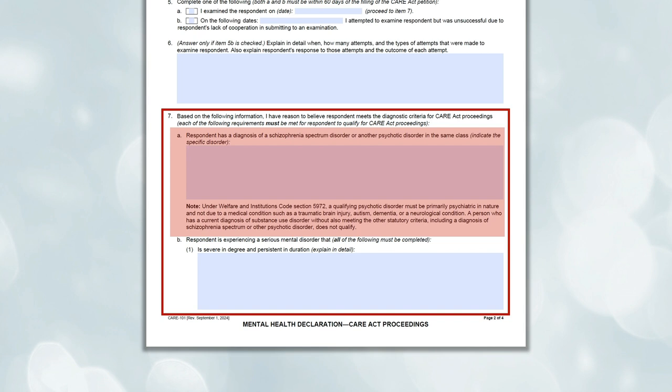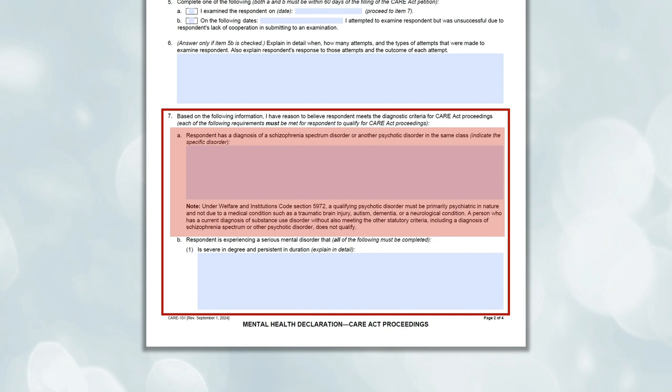A person who does not have a diagnosis in this class is not eligible, even if they have a serious mental disorder or illness such as bipolar disorder or major depression. The psychotic disorder must not be based on a medical condition, including a physical health condition such as a traumatic brain injury, autism, dementia, or a neurological condition. A person with a current diagnosis of substance use disorder must also have a psychotic disorder and meet all other criteria in item 7 to be eligible.